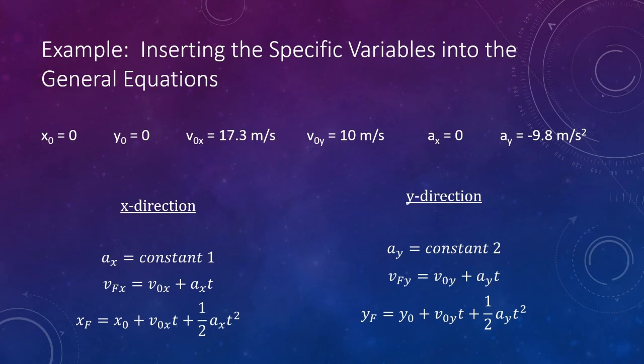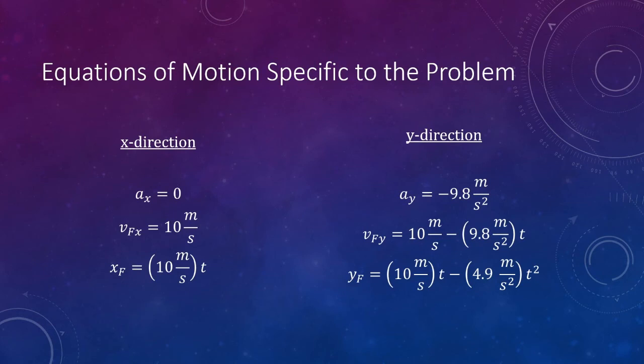Next, we just have to insert those into our equations. When we do so, we end up with the equations of motion specific to this problem. And what these equations tell us is what's going on with the velocities and the positions at any given time. So we can look at particular times or particular locations and solve for those unknowns. So again, all we did was insert those specific variables we identified into our general equations.